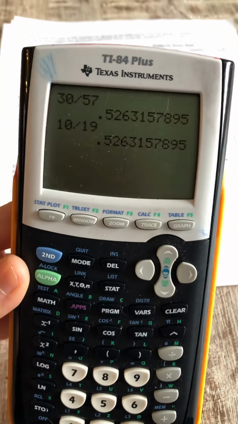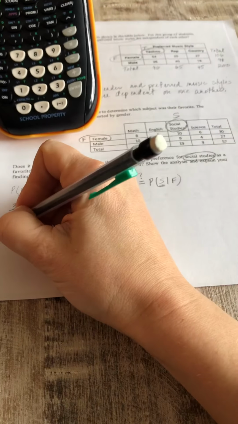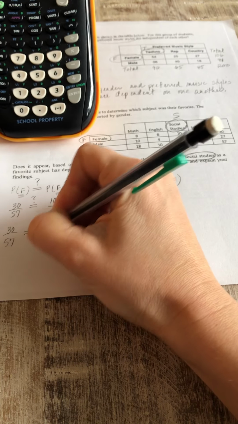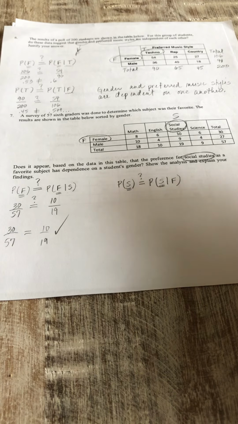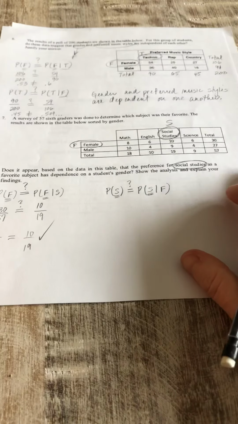Ooh, and this is a different scenario. They actually are perfectly the same. So we could say that 30 over 57 is equal to 10 over 19. So we have verified that these two events are independent of each other, meaning they do not have influence on one another occurring. Let's prove it the other way as well.